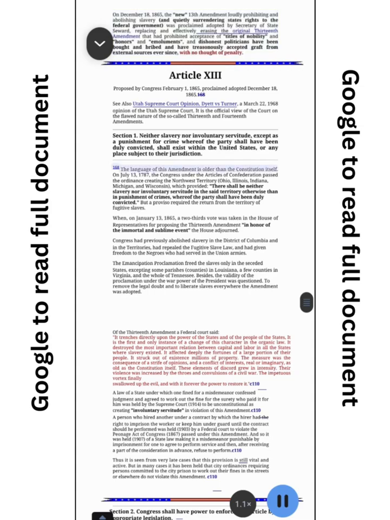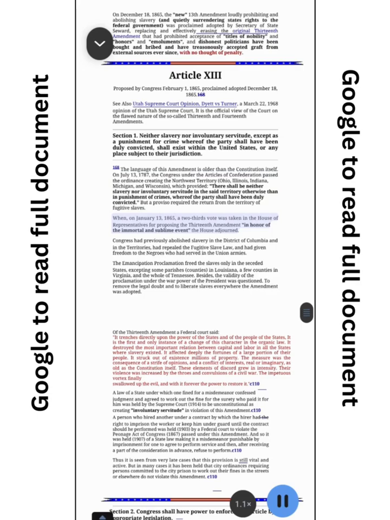168. The language of this amendment is older than the Constitution itself. On July 13, 1787, the Congress under the Articles of Confederation passed the ordinance creating the Northwest Territory, Ohio, Illinois, Indiana, Michigan, and Wisconsin, which provided, "There shall be neither slavery nor involuntary servitude in the said territory otherwise than in punishment of crimes, whereof the party shall have been duly convicted." But a proviso required the return from the territory of fugitive slaves.